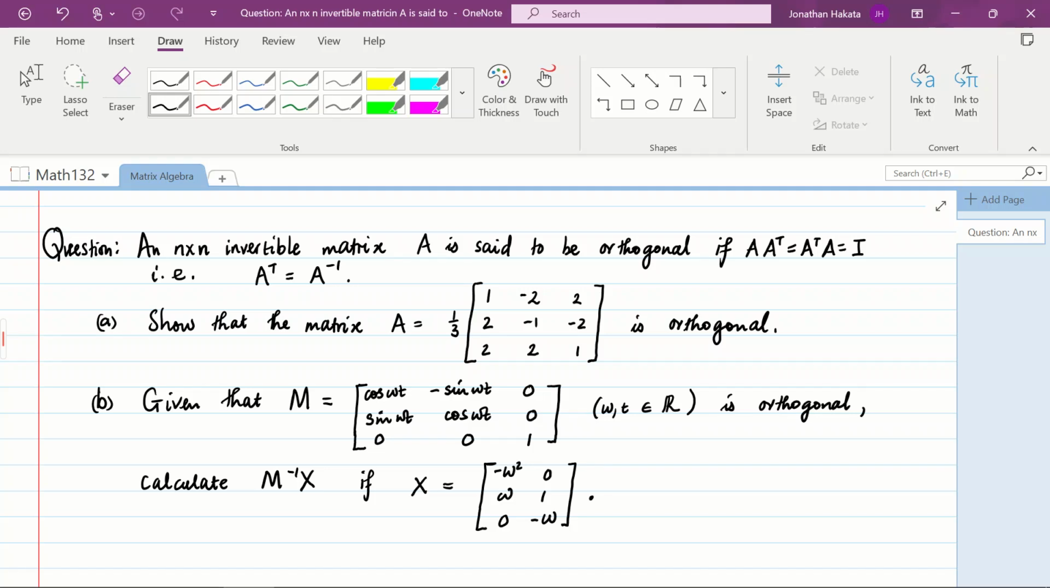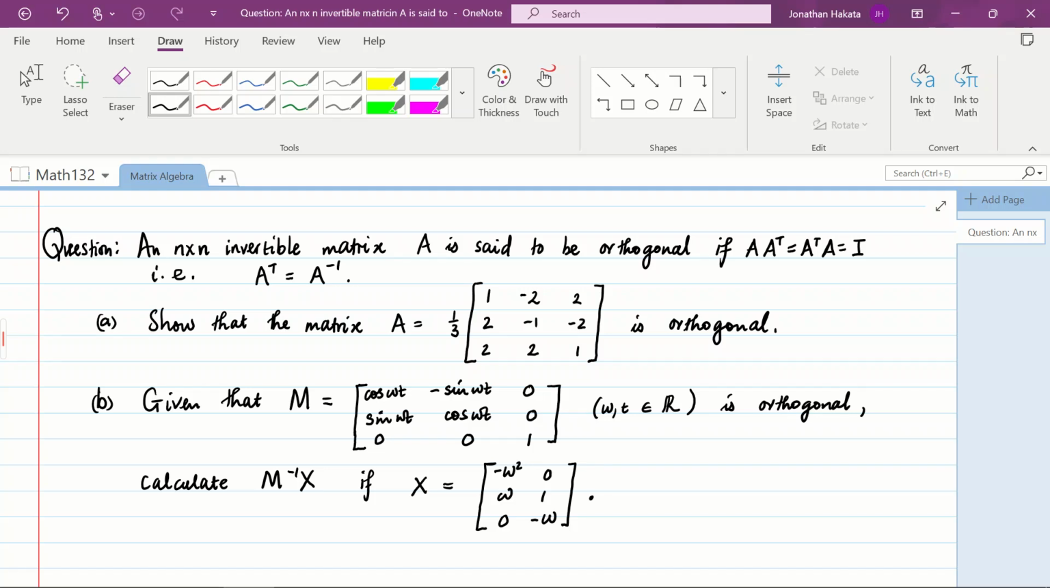Part A, show that the matrix A given by this 1/3 by that is orthogonal. Part B, given that M is this matrix where omega and t are all real numbers, is orthogonal. Calculate M inverse times x if x is equal to that. Alright, so let me take you through the process of finding the solution of this problem.